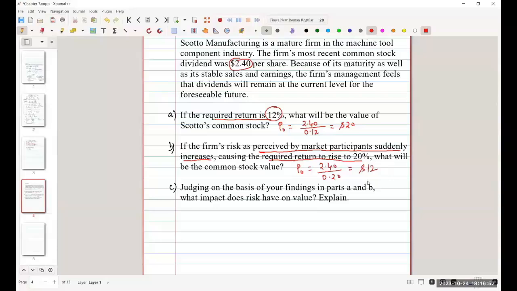So then part C is, judging on the basis of your findings in part A and B, what impact does risk have on value? Explain. What did you observe in the calculation? When the required return was 12%, what does it actually mean to have a required return of 12% or a required return of 20%? What's the meaning? How has this number been arrived at, right? The required return, also known as expected return.